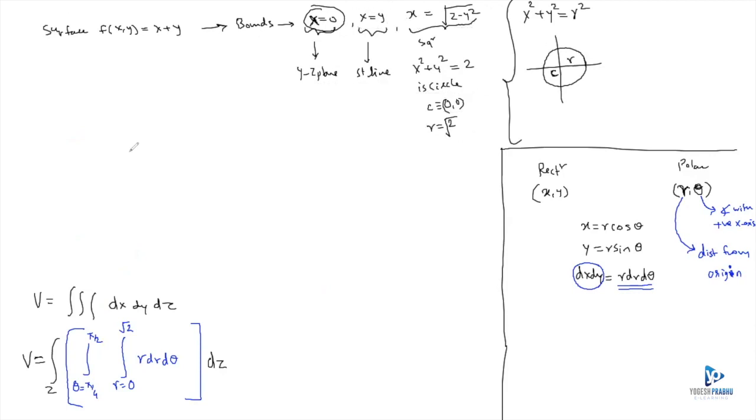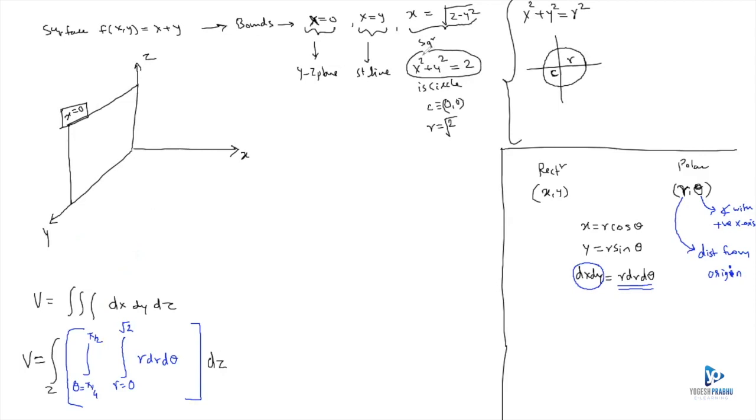So how do they look on a plane? This is x, this is y, and this is z. X equals 0 is this plane. Is it very clear? Yeah. And then x squared plus y squared equal to 2 is a circle with the center 0, 0 and radius square root of 2.